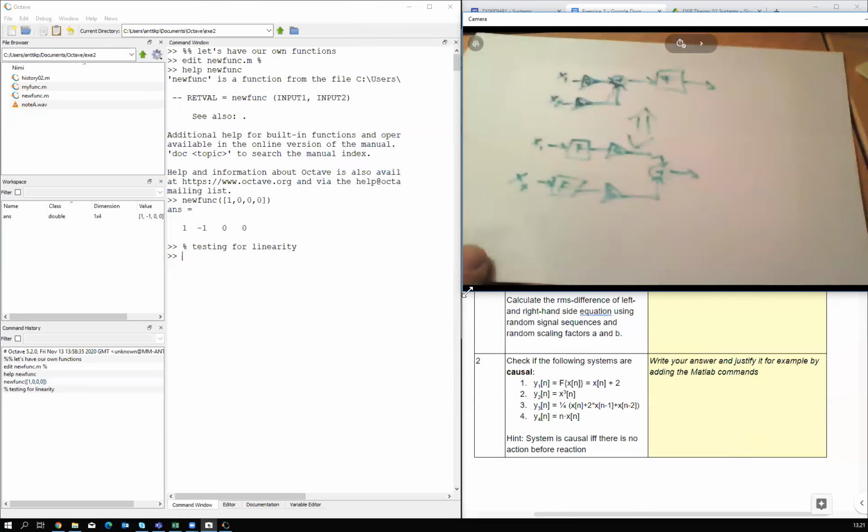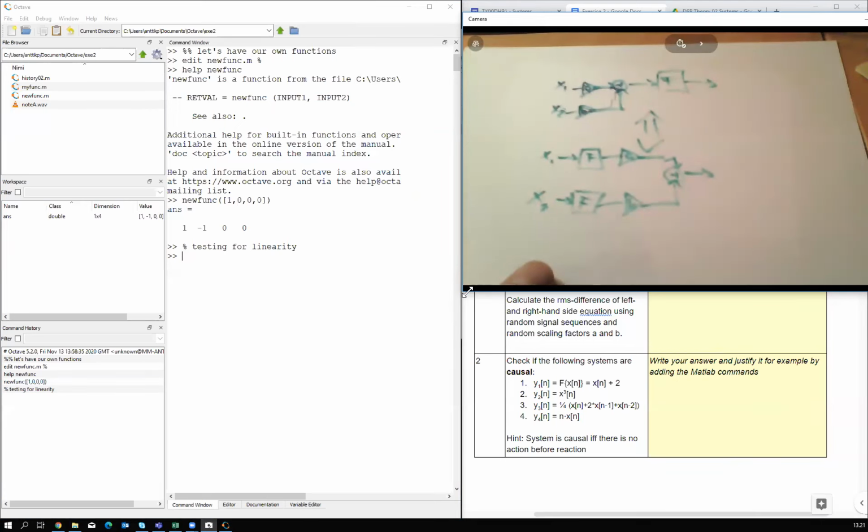There I have the linearity. Yes, so let's first have a couple of test vectors, x1 and x2. This is a brute force kind of calculation-based method to calculate if a system is linear or not. And there we can actually use any vector. My personal favorite is random values.